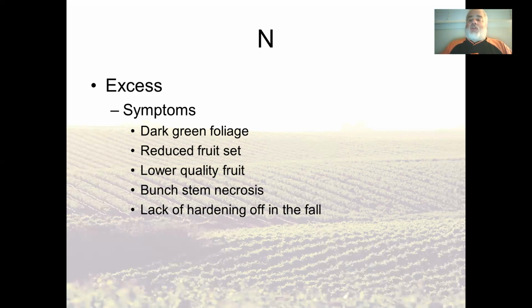In the winter, the vines don't harden off well, and so they're now more susceptible to frost damage, and they're going to have a problem in the winter. If you get a frost, they're more likely to suffer or die because you had excess nitrogen the season before.